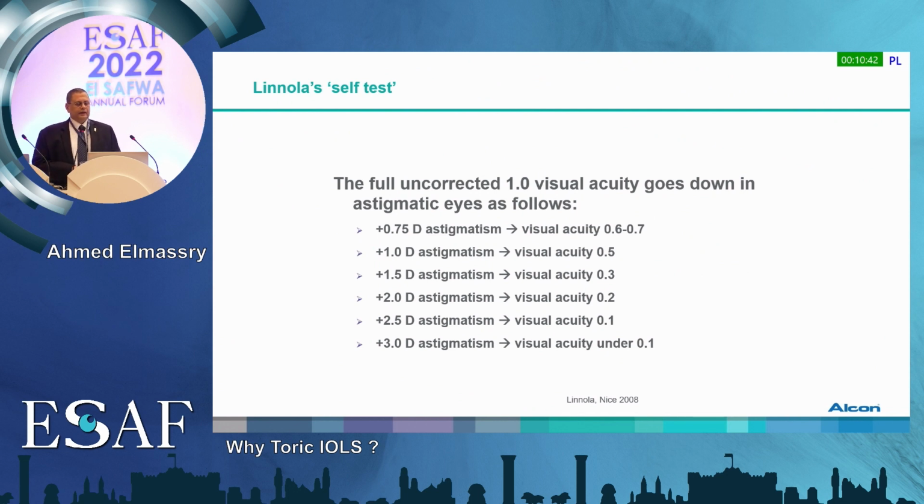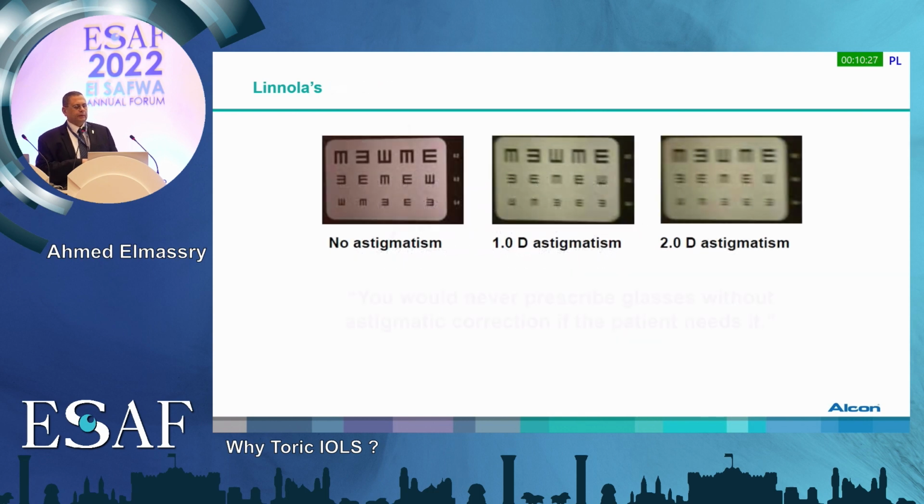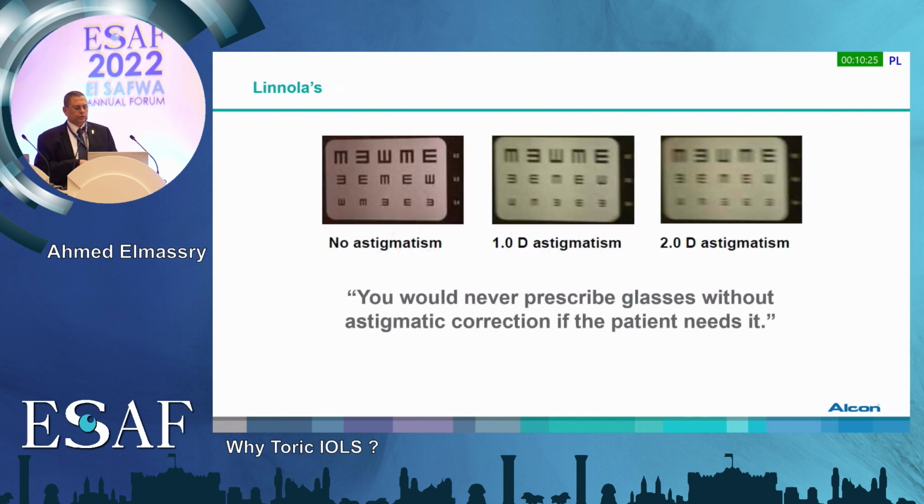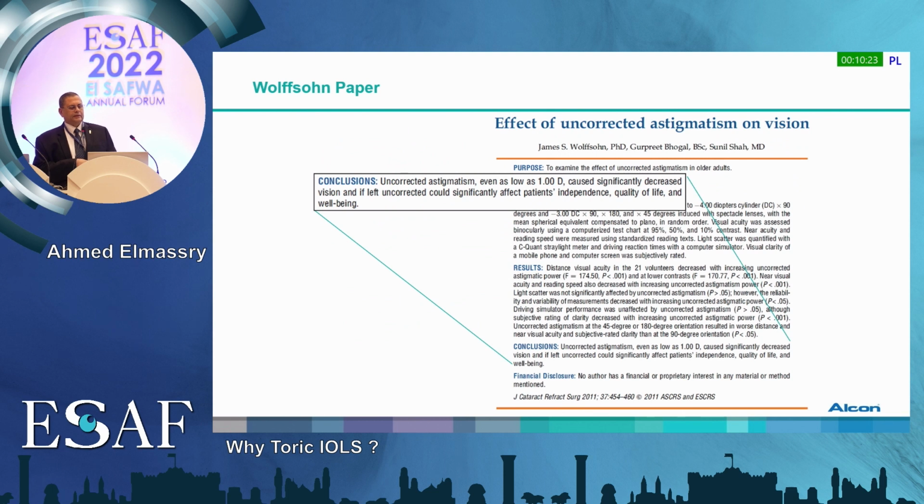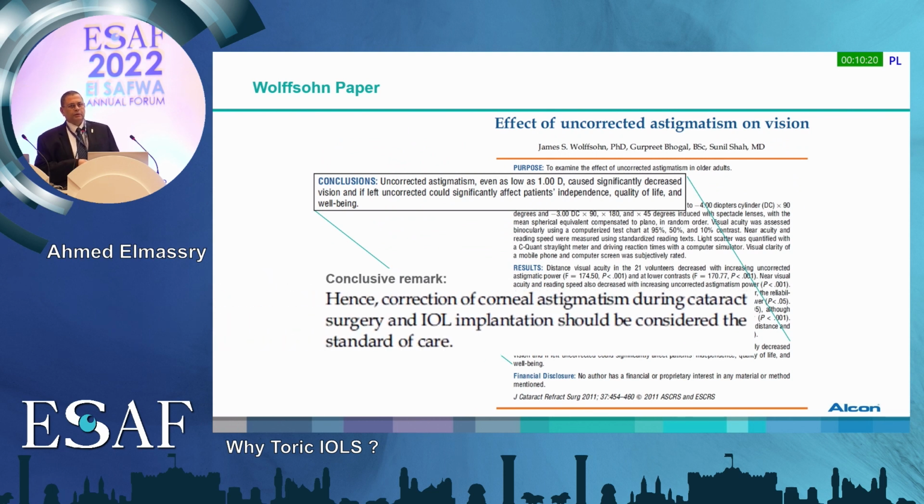we know that the astigmatism is influencing the clarity of vision and causing blurring of vision, and here is how much the uncorrected visual acuity is affected with the degree of astigmatism, whether it is less than 1 or more than 1. And this is the picture whether the patient has one diopter or two diopters of astigmatism. And these are some papers concluding that one diopter of astigmatism has a role in the quality of vision.